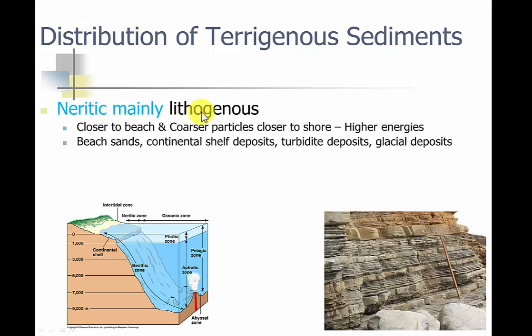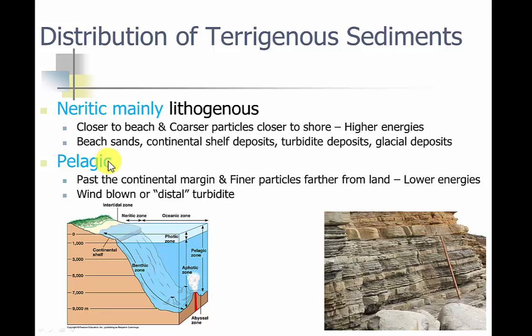Distribution of terragenous sediments. Neritic is mainly lithogenous. They tend to be closer to shore. The neritic zone is basically over the continental margin. Coarser material, showing higher energies: beach sands, the coarse sands, and the fine sands are farther out. Continental shelf deposits, critters that like to live near continental shelves. Turbidite deposits, the turbidity currents that we talked about, and glacial deposits.